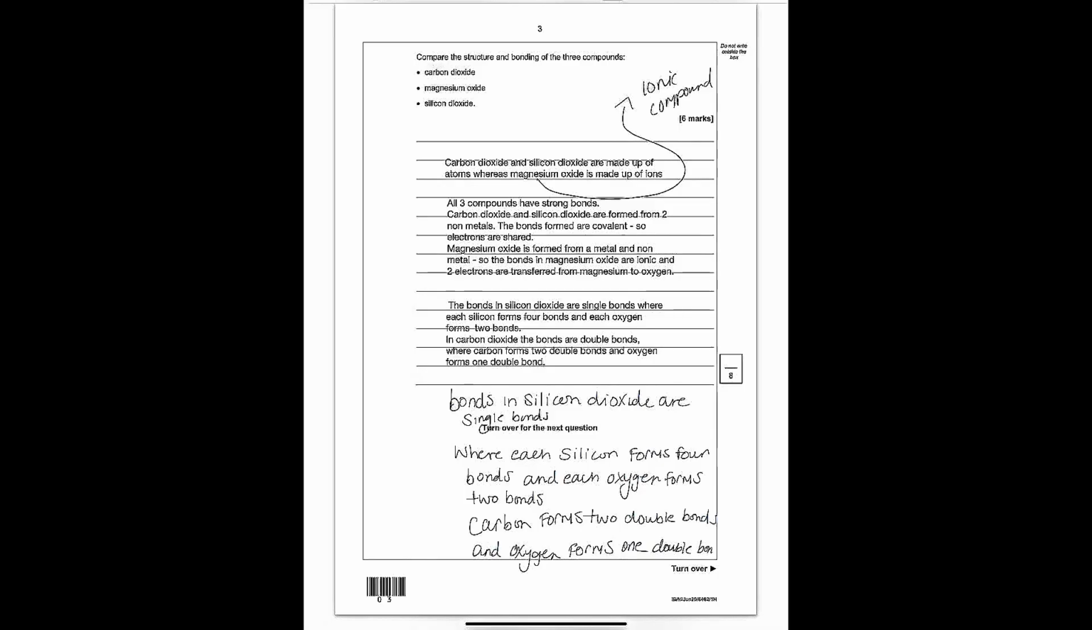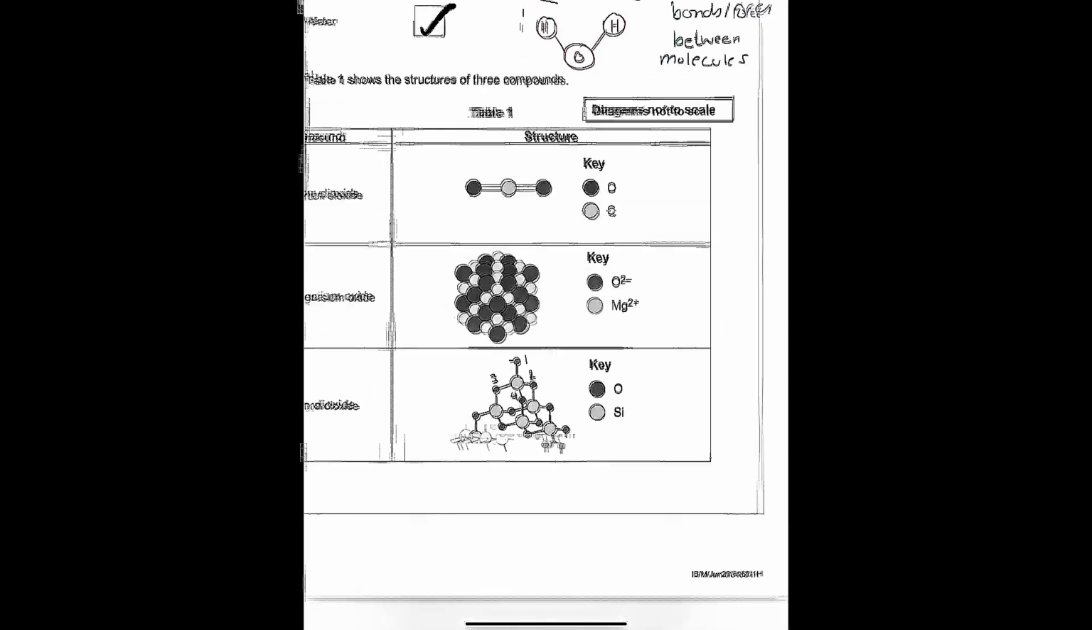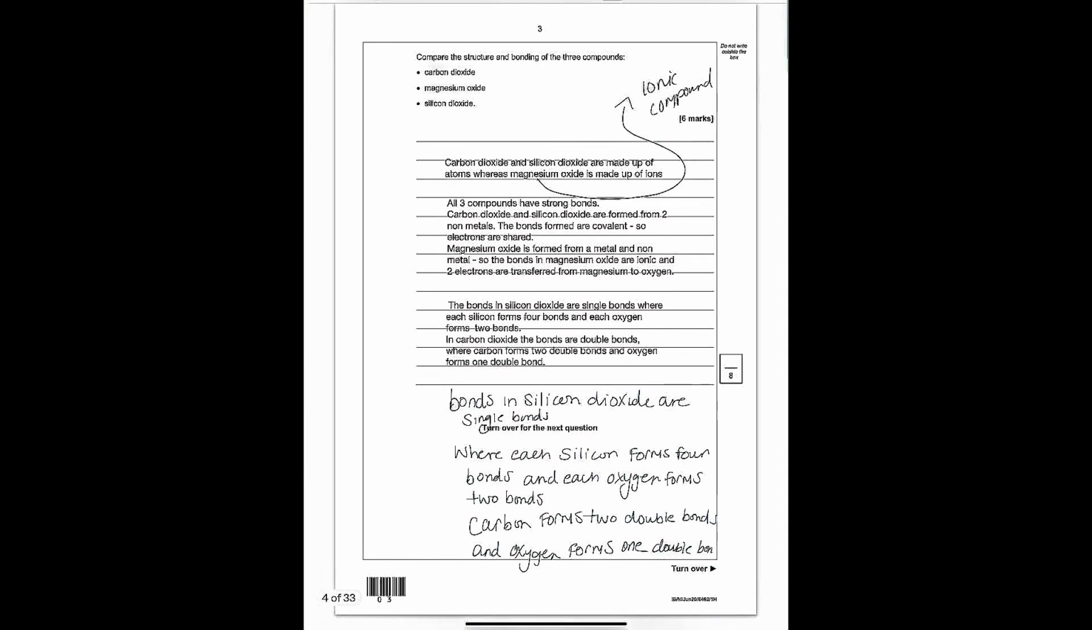Now, the bonds in silicon dioxide are single bonds. So in silicon dioxide, which we can see the structure here, there are single bonds, and we can see that each silicon atom is bonded to 4 other oxygen atoms. So we can see we've got 1 over there, 2, 3, and 4. Make sure you do use these diagrams to help you with writing your answer. So I wrote down over here, the bonds in silicon dioxide are single bonds, where each silicon forms 4 bonds and each oxygen forms 2 bonds.